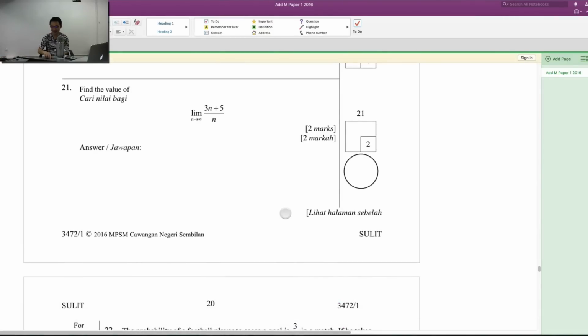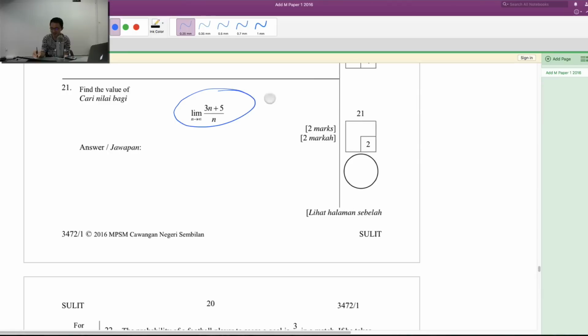Okay, 21. This limit question is the first time I see it coming out in the exam. Let's see if it comes out, so I will. I hope I still remember how to do it, because I have not done this question for years. But I guess I can still do it.